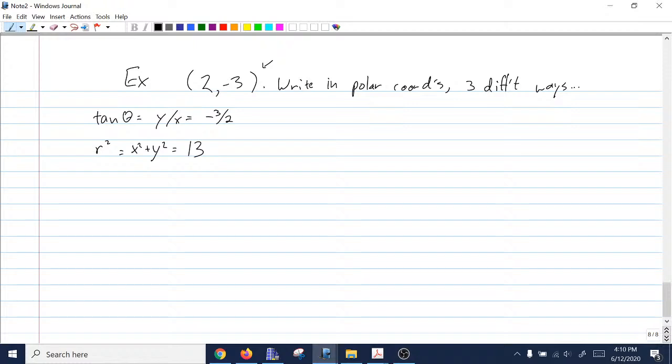So I want to jump out and say, well, that means theta is tangent inverse of that, and r is square root of that. And that usually does give you one of the things. But I want to think about the quadrant and double check that I'm using the positive or negative correctly. 2 comma negative 3 puts me here. If I think about tangent inverse of negative 3 halves, tangent inverse looks like this. It goes from negative pi over 2 to pi over 2.